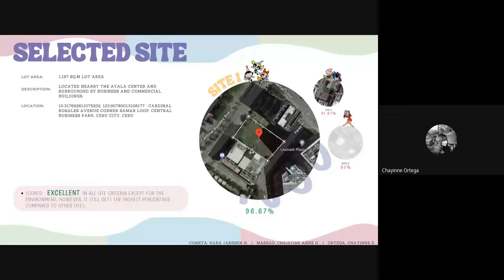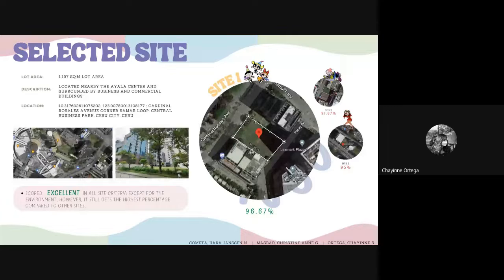So for the selected site, the winner is site 1, which got 96.67% with a lot area of 1,197 square meters, located nearby Ayala Center and surrounded by businesses and commercial buildings. So it scored excellent in all site criteria except for the environment. However, it still gets the highest percentage compared to other sites. And that's all. Thank you for listening.